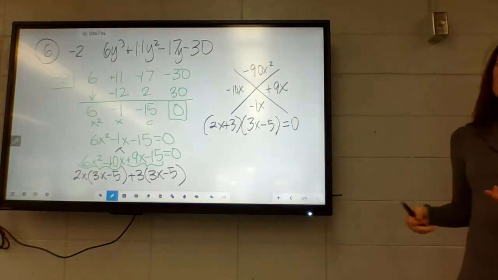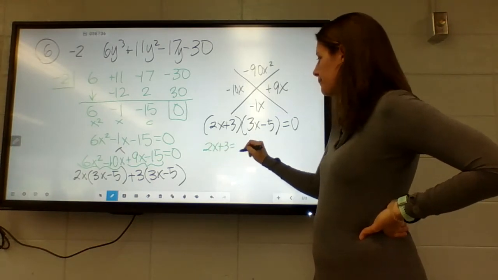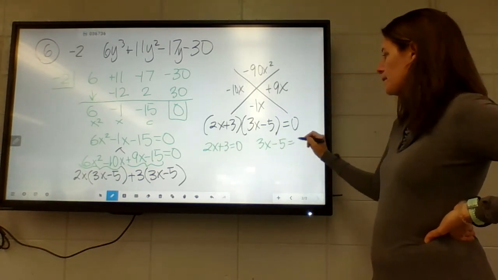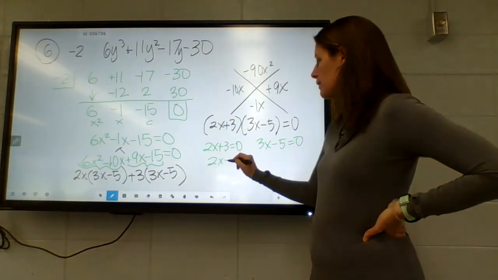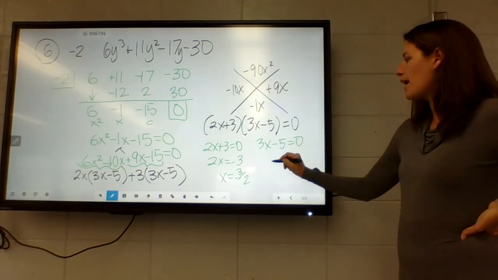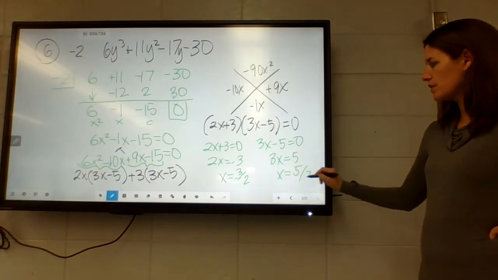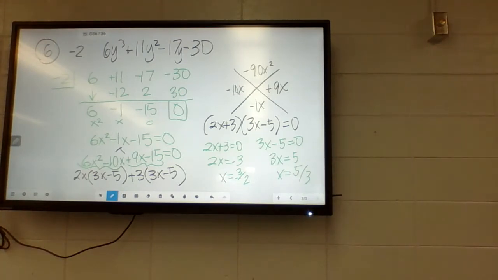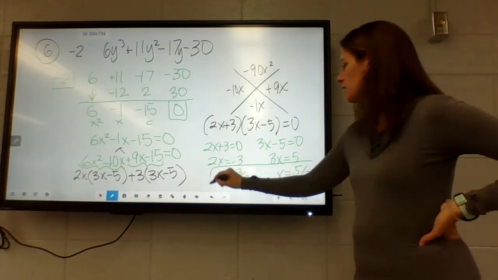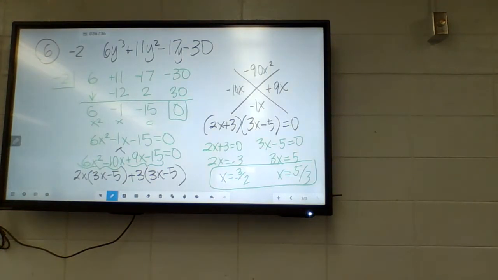And so to make them equal 0, I just have to set each of them equal to 0. So then solve. Move the 3 over, so I end up with negative 3 halves. Move the 5 over, so I get 5/3. So those are my other zeros of the function. And then negative 2 as well, if I wanted to include all of them. So that one wasn't impossible. I mean, it's not the easiest thing in the world, but hopefully still okay.